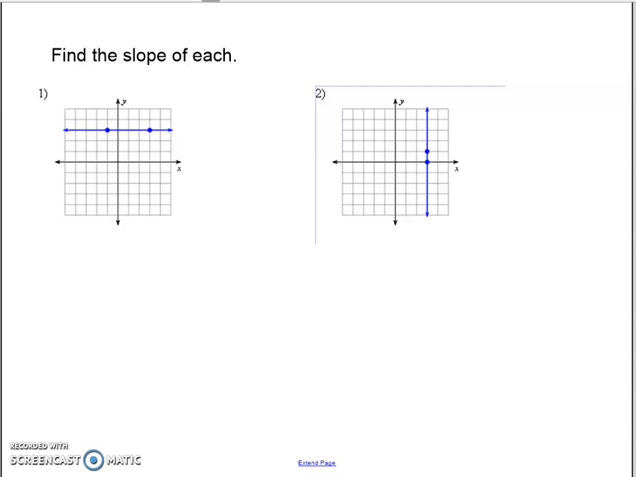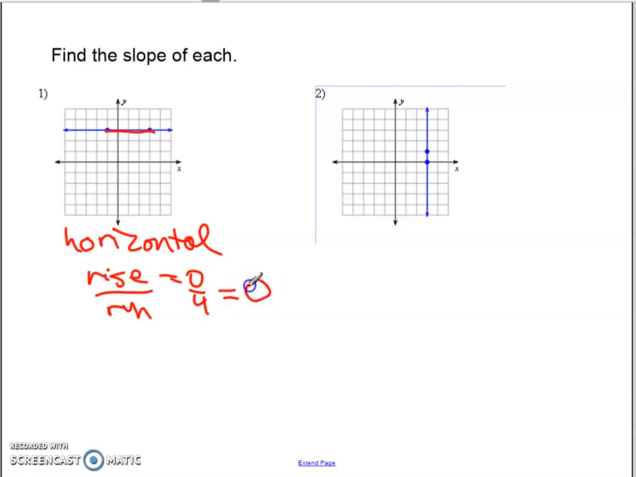Okay, so for this page, we have a horizontal line. So number 1 is horizontal. Let's write that just in case you forget the word. And so horizontal line, well, let's think. The rise, there is no rise. So rise is 0. And then the run could be any number, but from these points, the run would be 4. So 0 divided by 4 is 0. So remember, a horizontal line has a slope of 0.